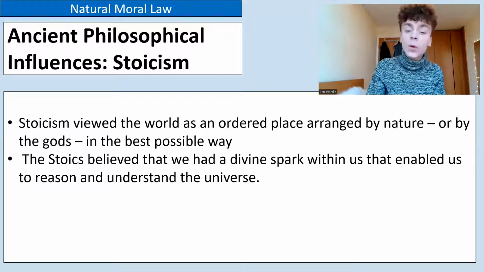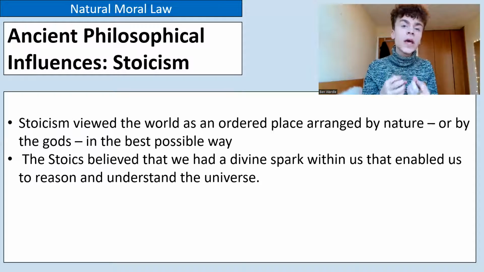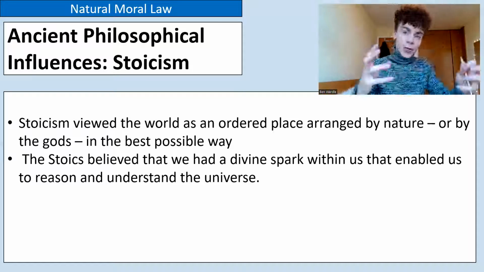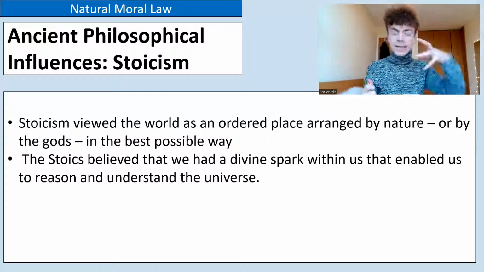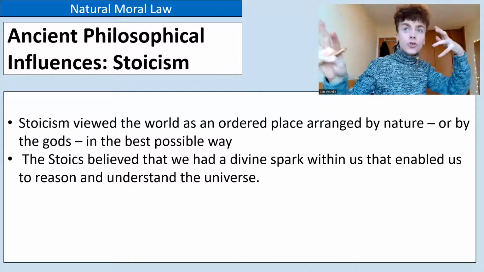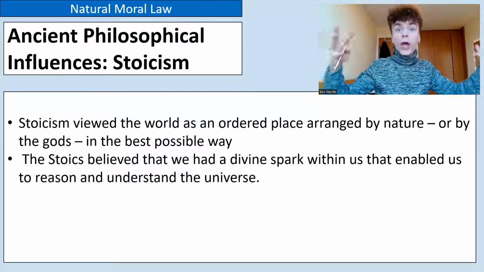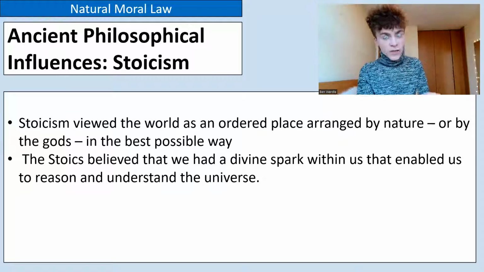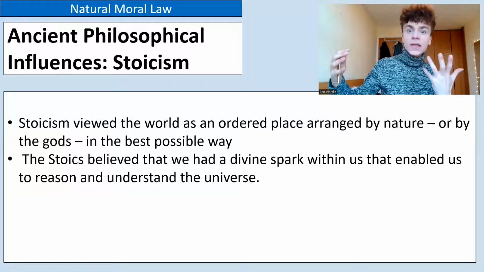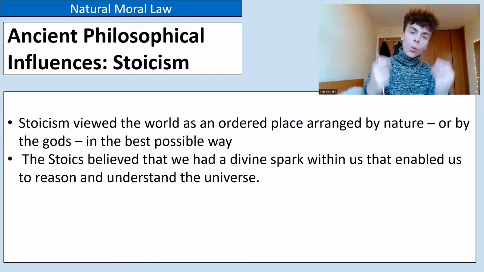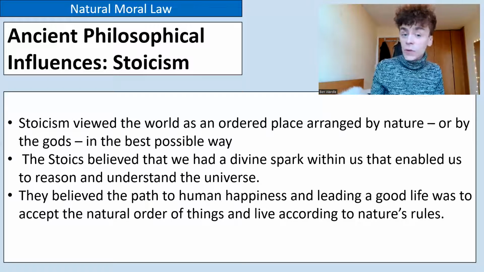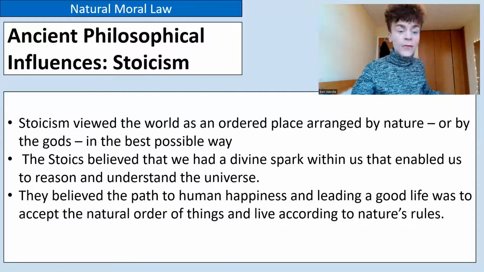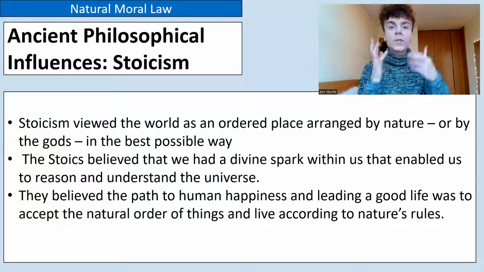Now, the Stoics believe that we have a divine spark within us that enables us to reason and to understand the universe. And that is something unique to humans, that we have this ability to think and to reason, and that allows us to work things out based on our observation of nature. And we can then use our reason to establish what is the right way to conduct ourselves and to live our lives. They believed that the path to human happiness and to leading a good life was to accept the natural order of things and to live in accordance with nature's rules.